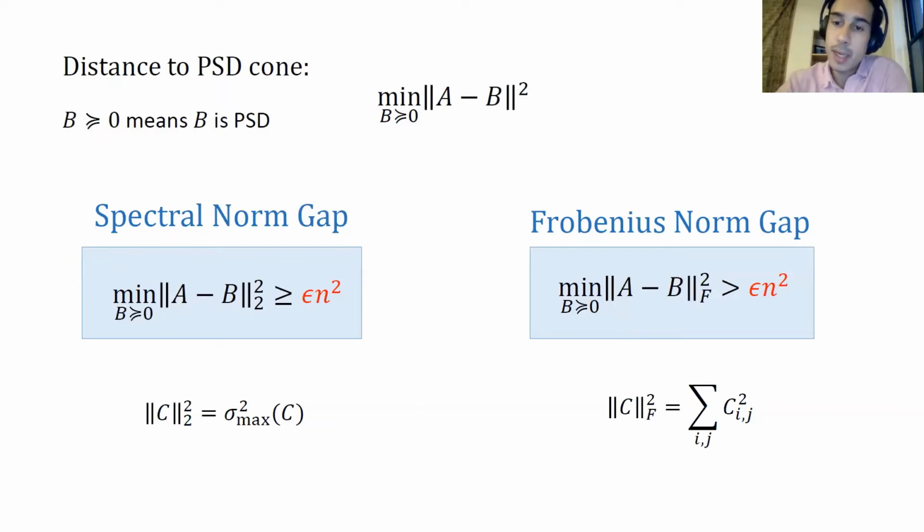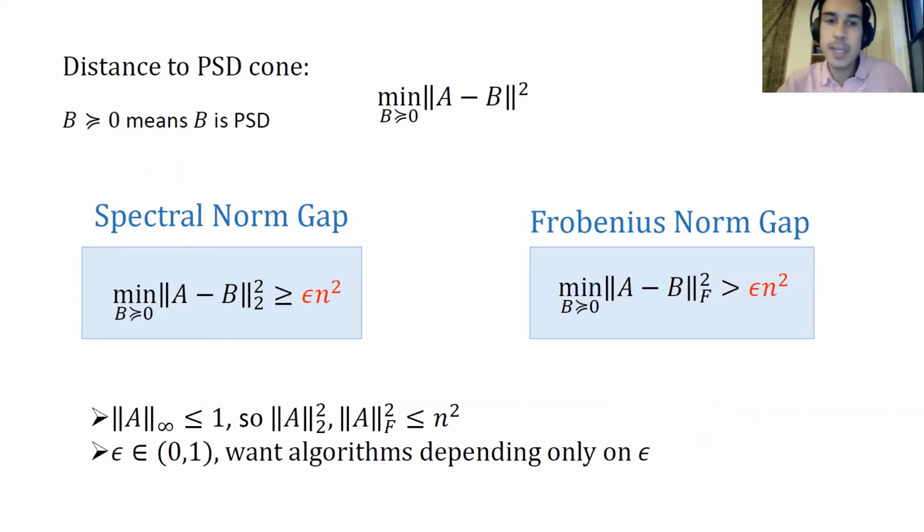And recall that the Frobenius norm is just the sum of squares of all the entries of the matrix A. So in particular, it's the squared Euclidean norm of this matrix just thought of as a vector. So what that says is this Frobenius norm gap is actually the Euclidean distance from the matrix A to the PSD cone when you think of these as points in n squared dimensions. So this really is a distance in Euclidean space.